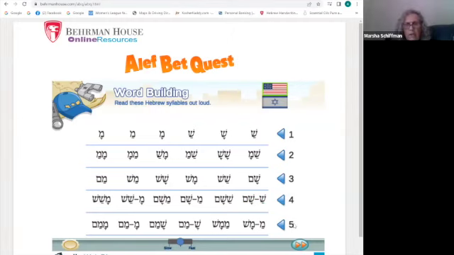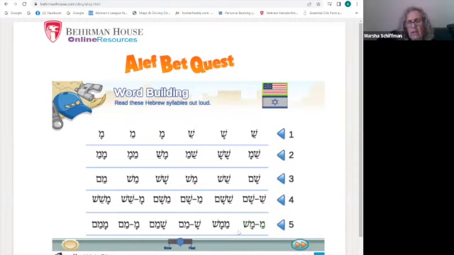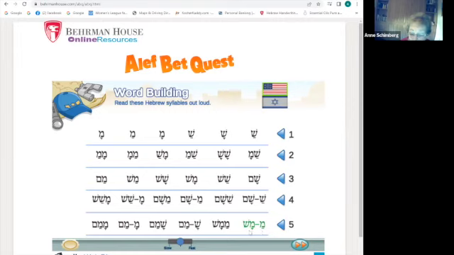Could I ask a question? So the straight line and the T under the letter are both ah? Yes. Let me explain. In Ashkenazic, this would be oh, but in Sephardic, we go ah. And that's how we're learning, Sephardic.